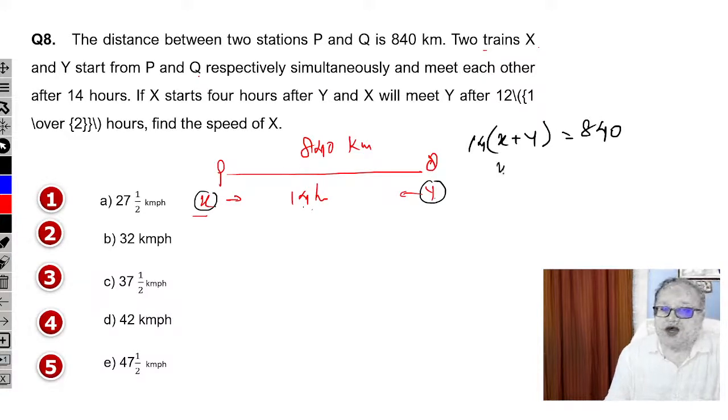So what is x plus y? x plus y is equal to, you can cancel this, 60. That's one equation I get.